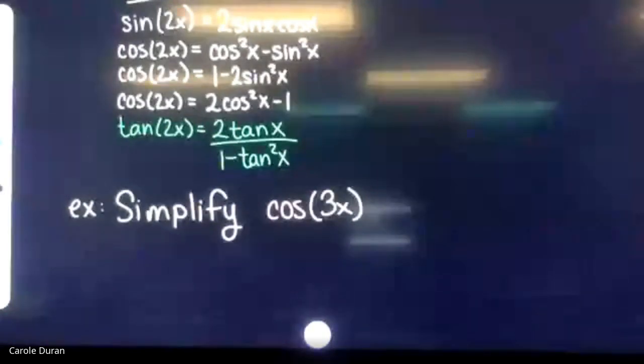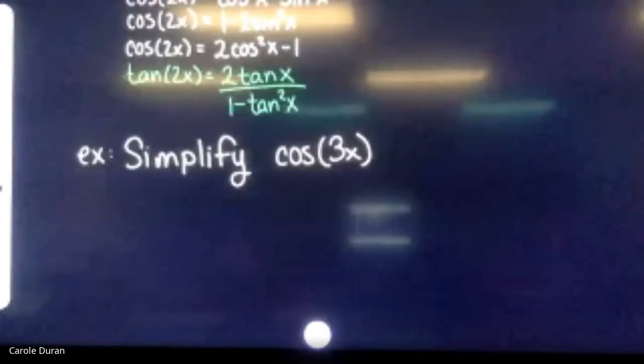So the first thing I'm gonna do, because I don't have a triple angle identity, I have a double angle, but that's it. So what I need to do is make this into something that has 2x in it. What can I separate 3x into that has a 2x in it? How about cosine of x plus 2x? Because x plus 2x equals 3x, right?